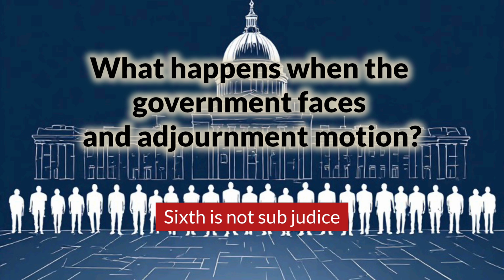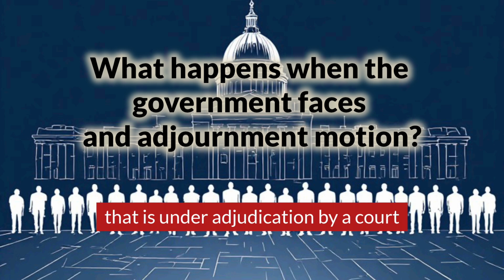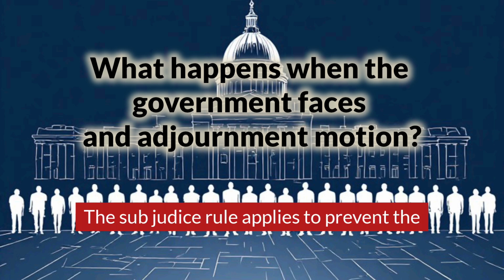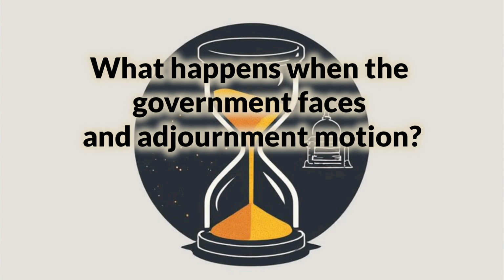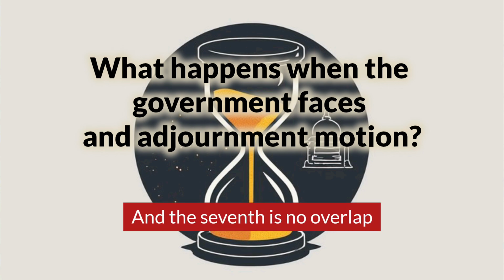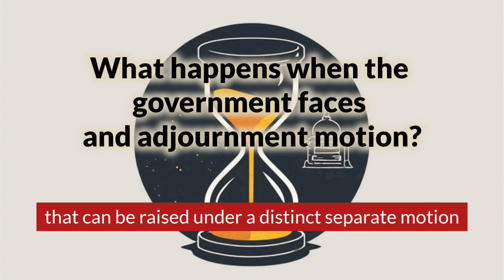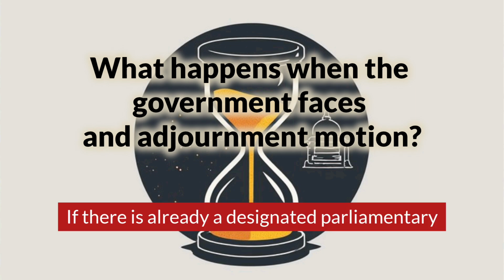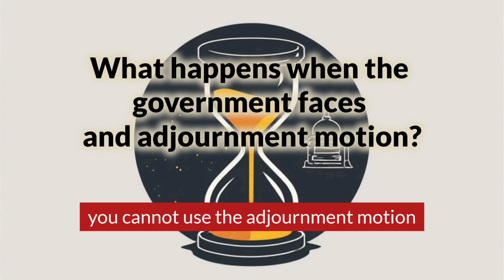Sixth is not sub judice. It strictly cannot deal with any matter that is under adjudication by a court. The sub judice rule applies to prevent the legislature from interfering with the judiciary. And the seventh is no overlap. It should not raise any question that can be raised under a distinct separate motion. If there is already a designated parliamentary tool for the issue, like a call attention motion, you cannot use the adjournment motion.